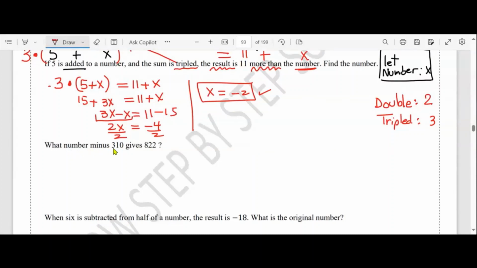What number minus 310 gives 822? So first, let the number be what? The x. So what number minus 310 equals what? 822. Plus 1. So we say x equals what?